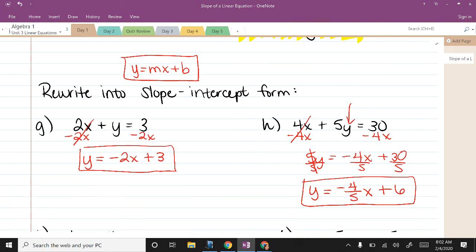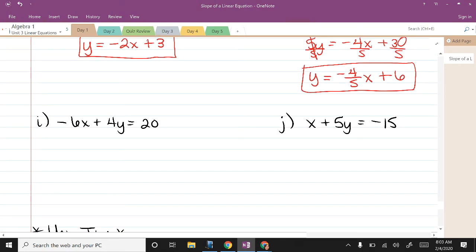And y'all, it's really okay if you get fractions, because a lot of times slopes are fractions because we have a rise over run, right?